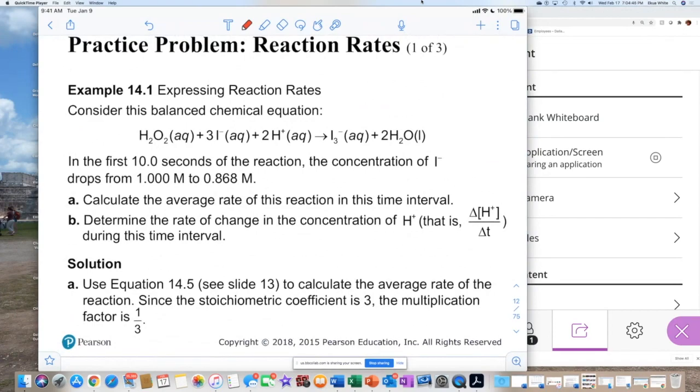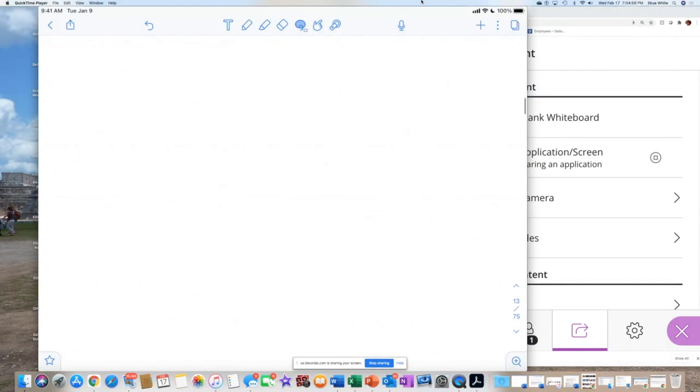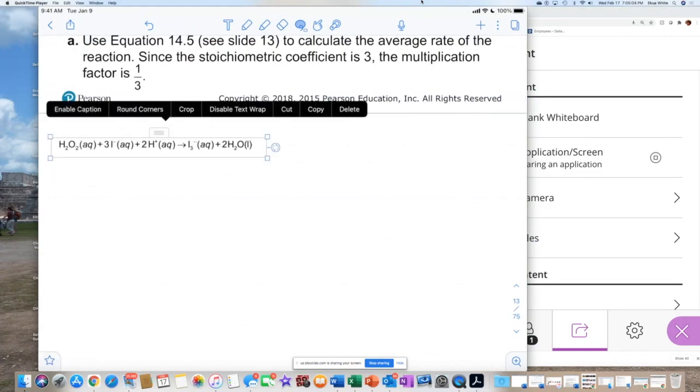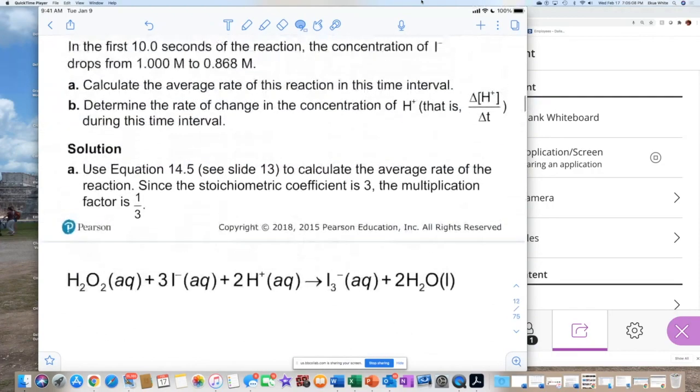Okay. So it says here, consider this balanced chemical equation. So here we have a balanced chemical equation. Let me copy this. My stoichiometry right here. I got some room already? Okay. I got some room. Ready to go. Okay, here's my balanced equation.